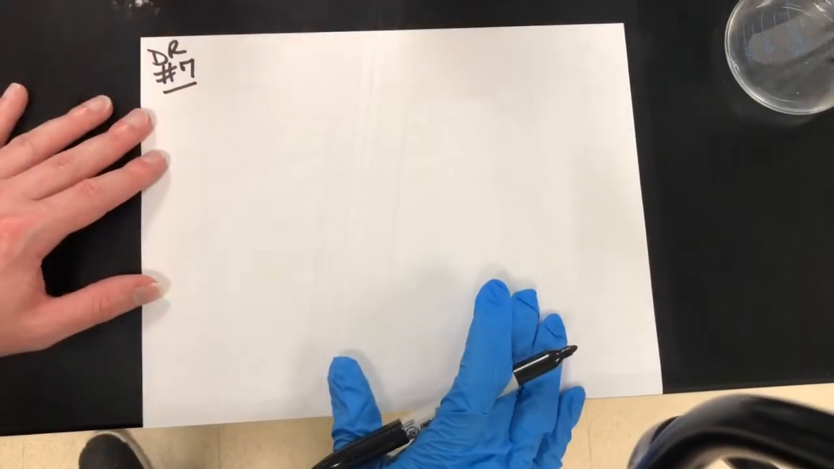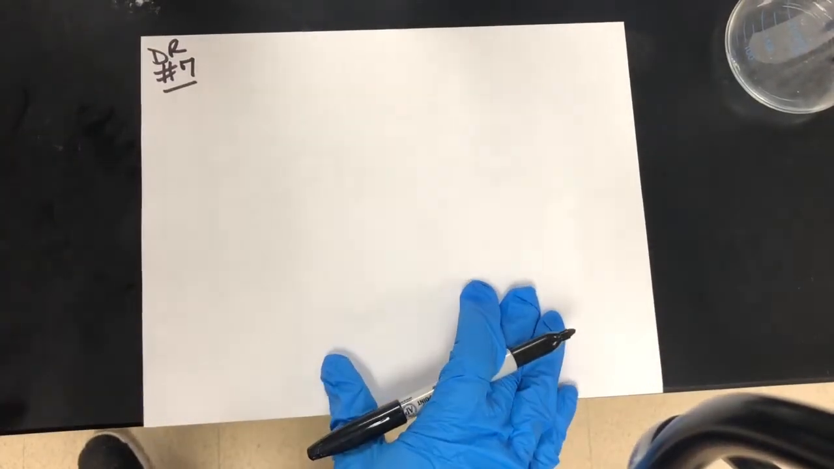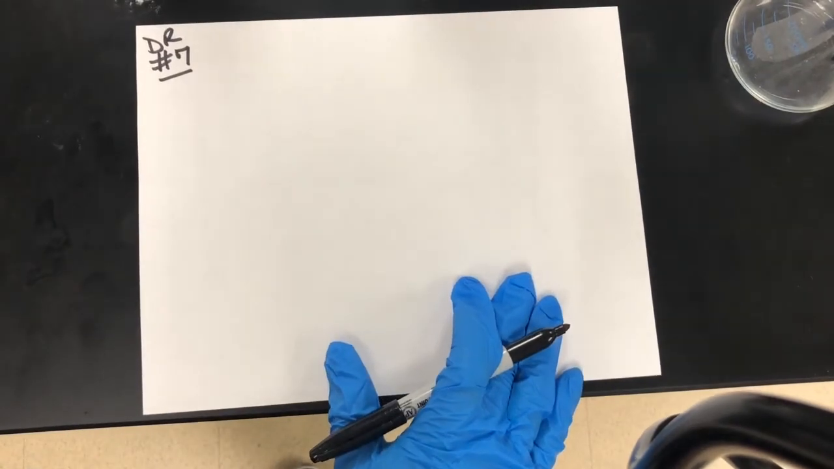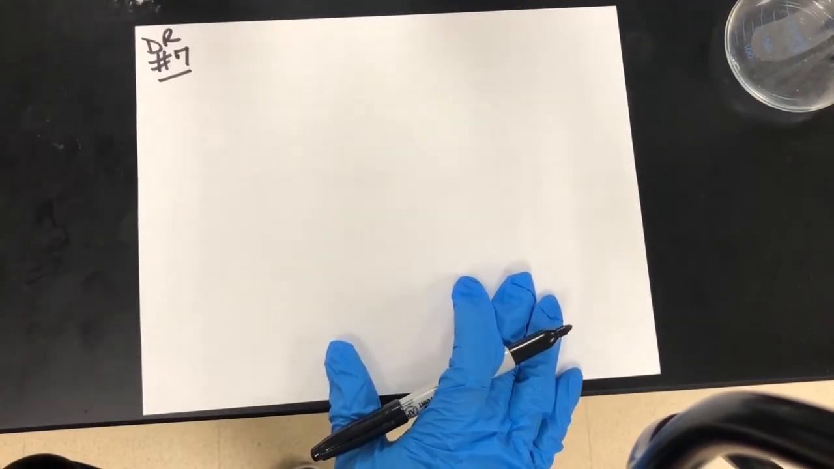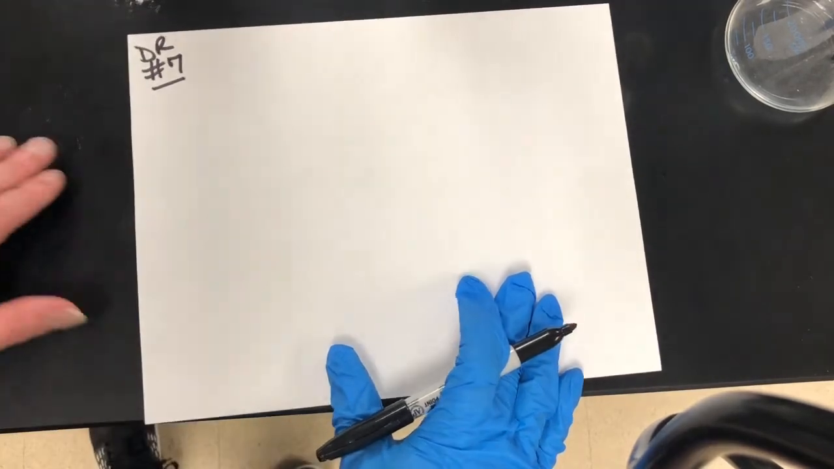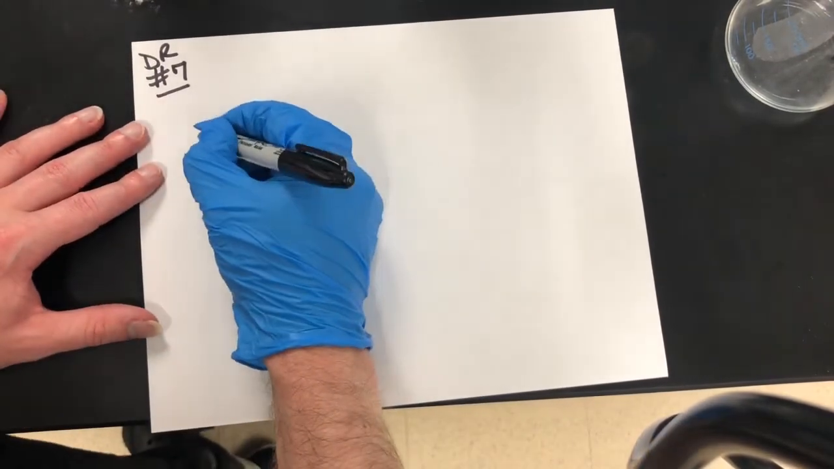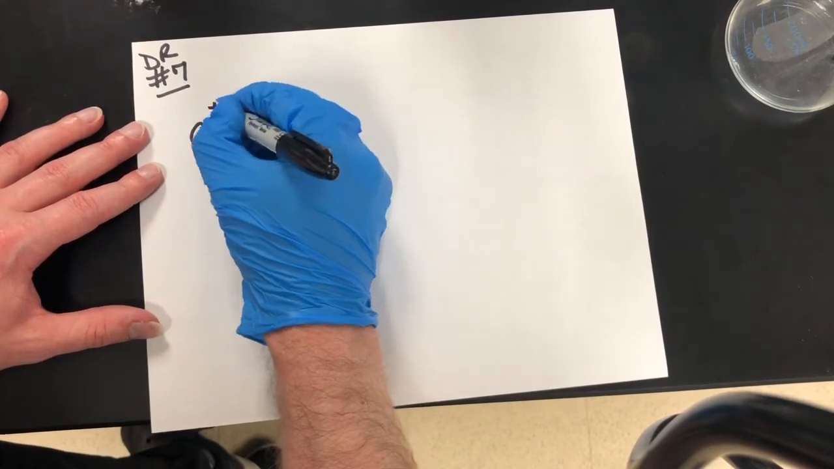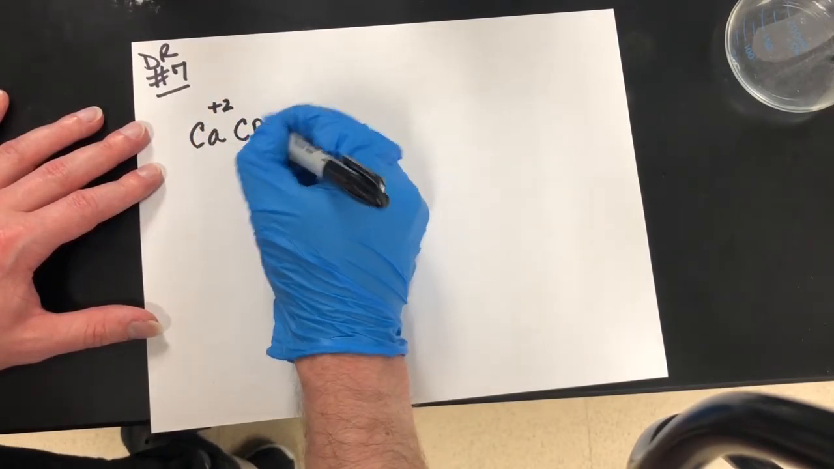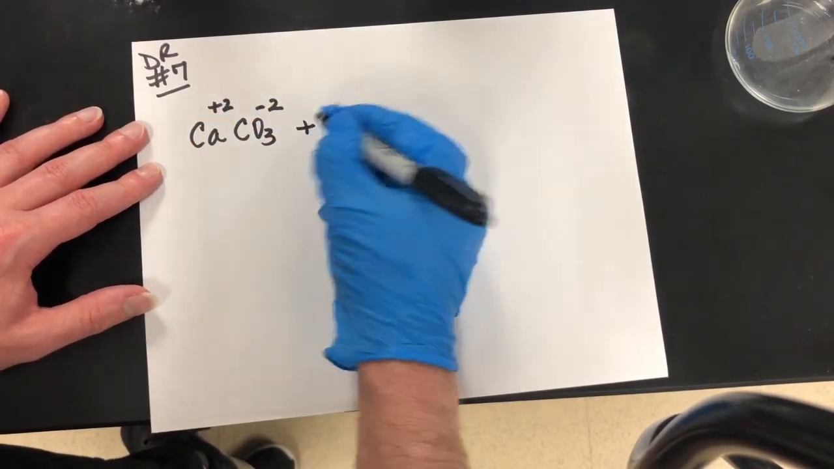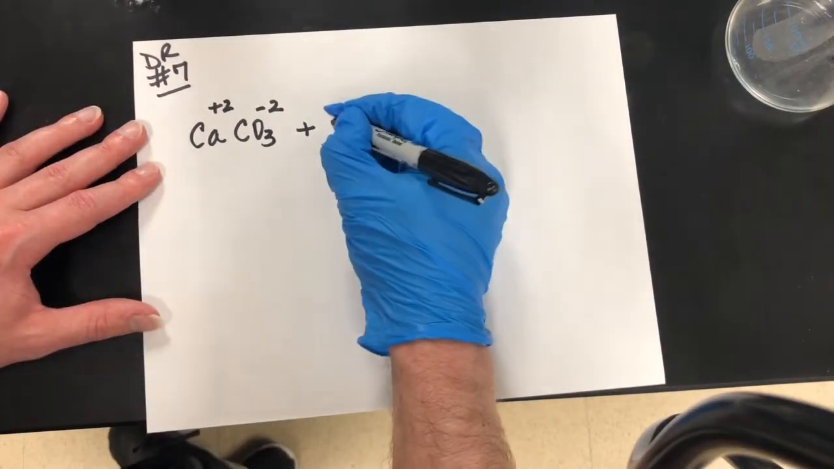Okay, so we're looking at double replacement reaction number 7. It says, place a small amount of solid calcium carbonate and 5 drops of hydrochloric acid. Okay, so calcium carbonate. Calcium is Ca with a +2 charge. Carbonate is CO3 with a -2 charge. Hydrochloric acid is HCl.